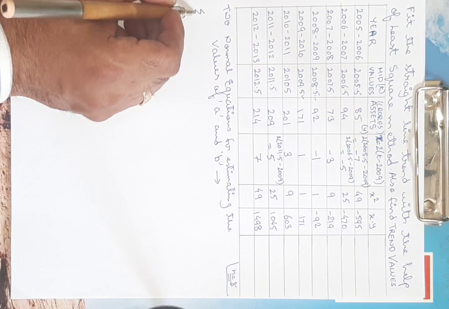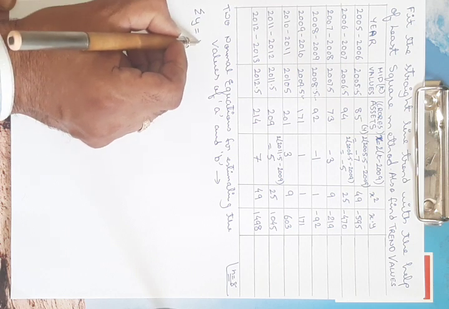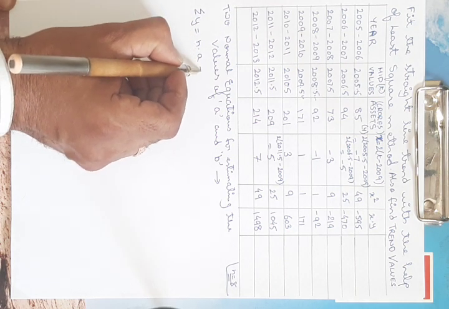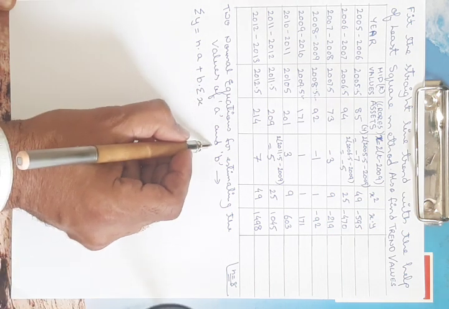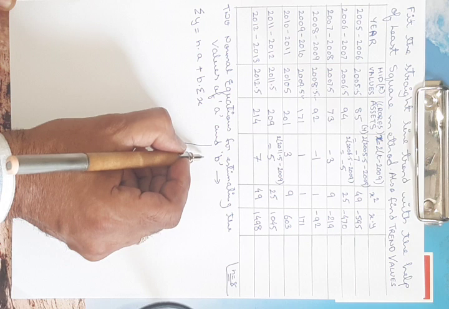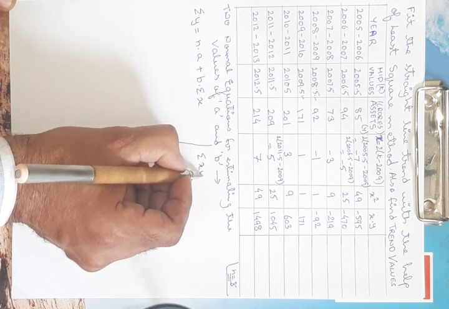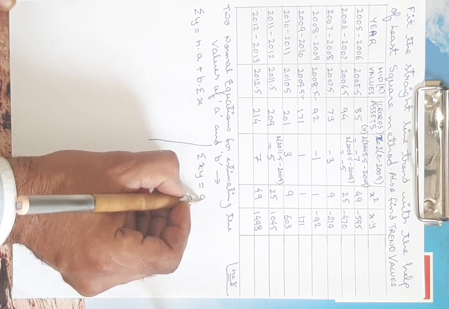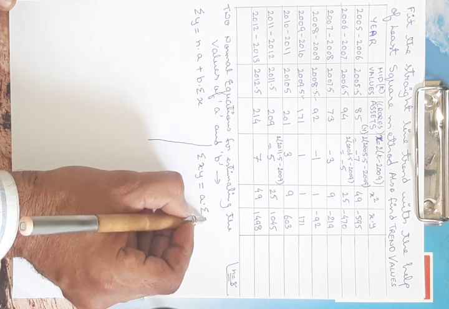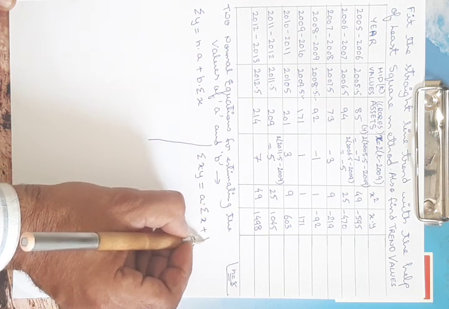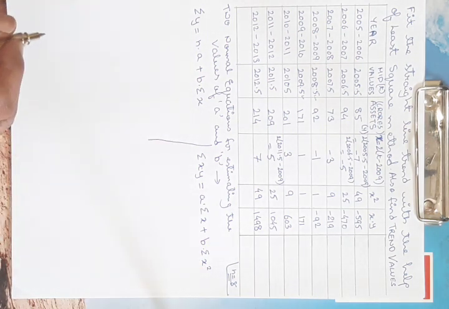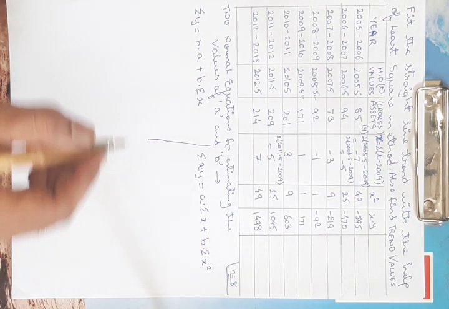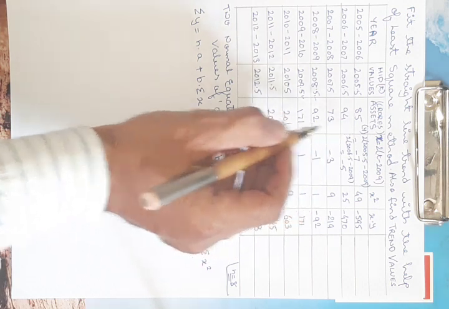Number 1, summation of y is equal to n multiplied by a plus b into summation of x. This is one such equation. And the second equation is summation of xy is equal to a into summation of x plus b into summation of x square. Now friends, here we need to calculate the values of all these things.